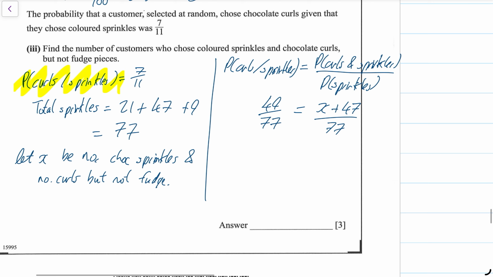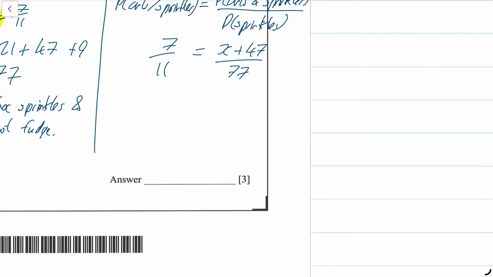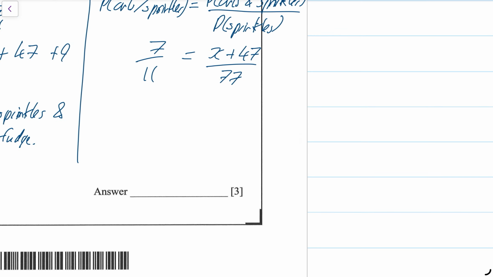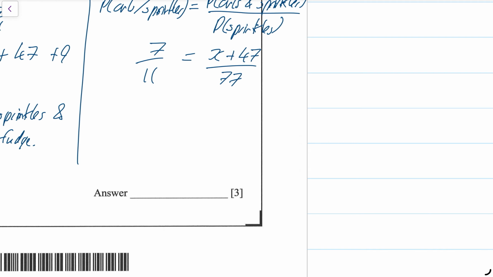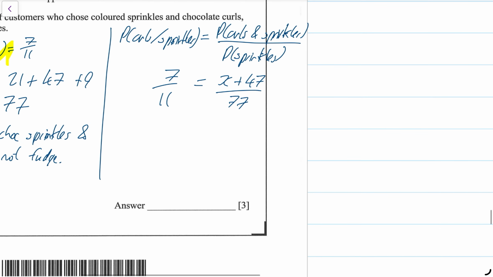Sorry, folks, that's nonsense. It's equal to 7 over 11. It's equal to 7 over 11. And then we can go from there. Okay, so whatever way you want to do it, I would probably just cross multiply at this stage, or else you could take a common denominator. It might be easier. Common denominator of 77. So that's going to be 49 over 77 then is equal to X plus 47 over 77.